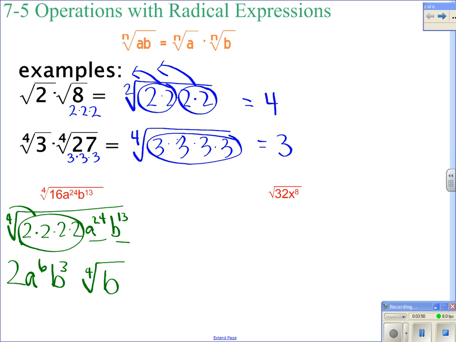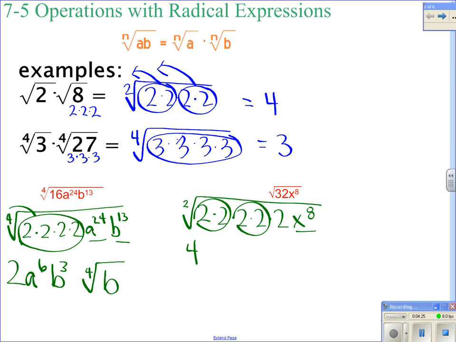Okay, next one, 32. Prime factorization is 2 5 times. X to the 8th. We're looking for groups of 2 because there isn't a number here, so we assume that we're looking for groups of 2. And anytime we find a group of 2, we can take that out. So we can take out a 2 and a 2. And how many groups of 2 are here? Anything left? Yep, this 2 right here.